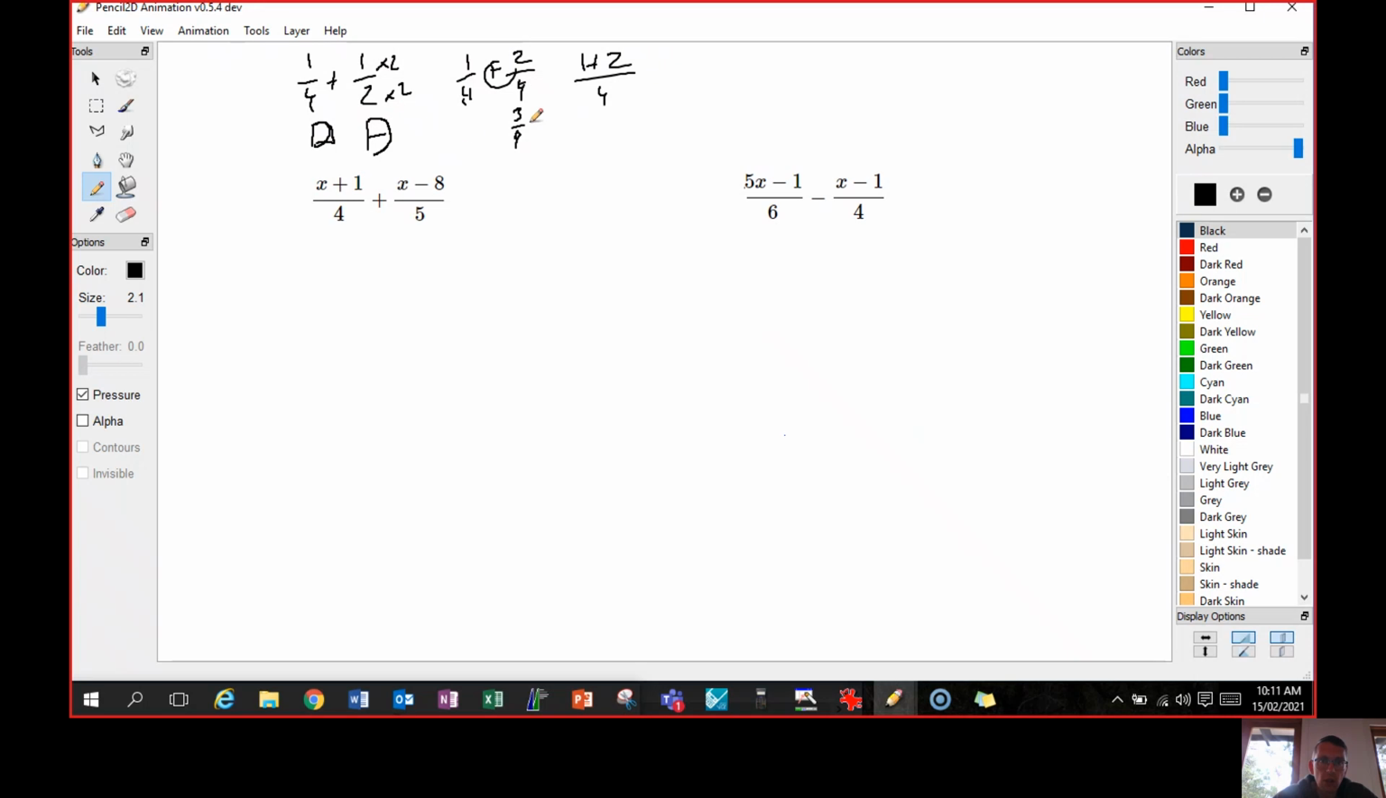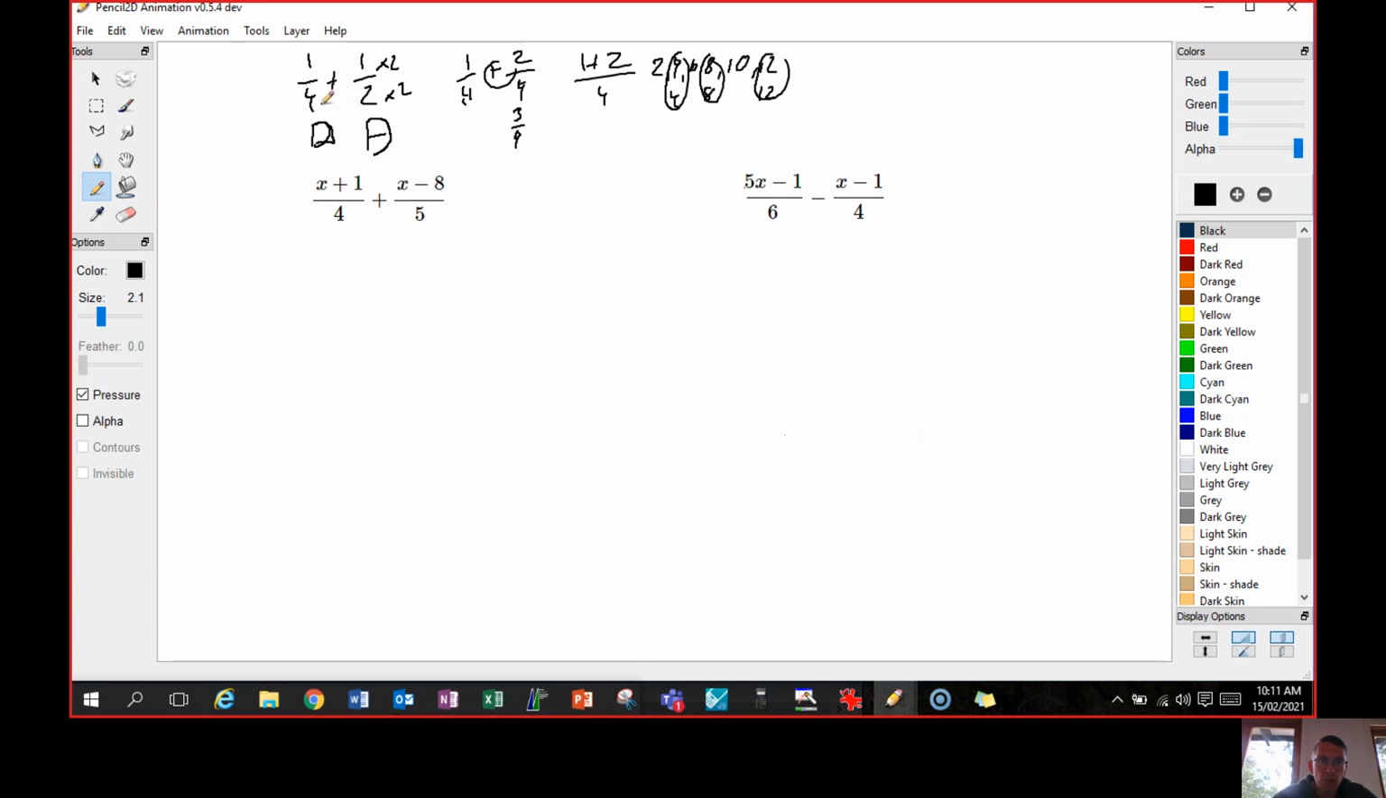So really what you're trying to do is find the lowest common multiple for the denominators. If you think of multiples for 2, you've got 2, 4, 6, 8, 10, 12, 14, and so on. And for 4, you've got 4, 8, 12. So there's lots of multiples in common, but the lowest one would be 4. So hence you do that.